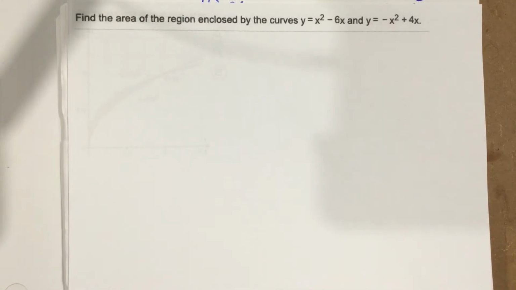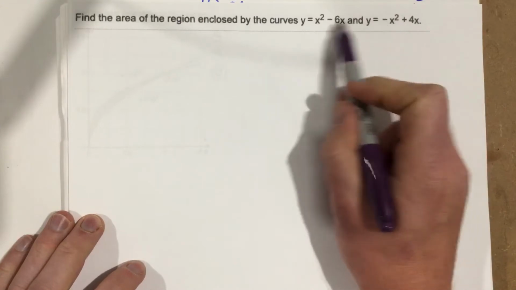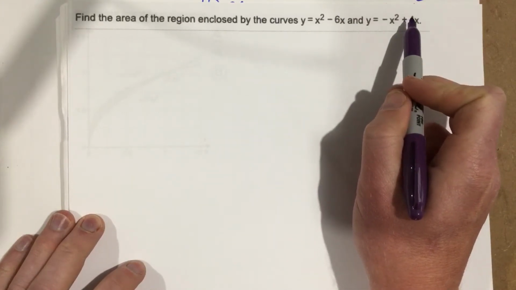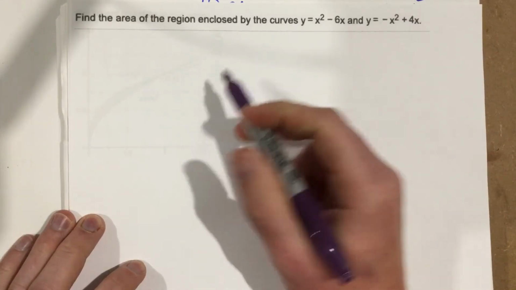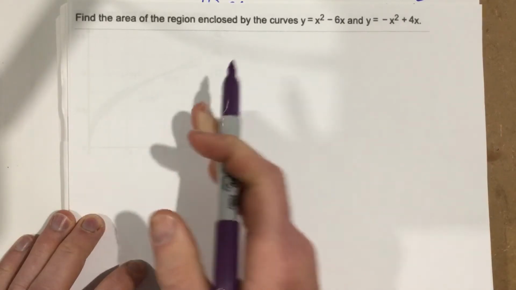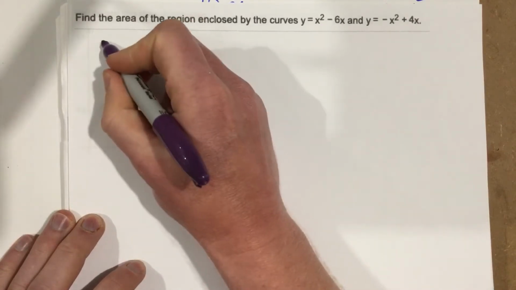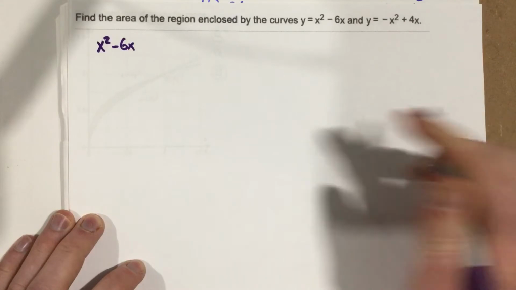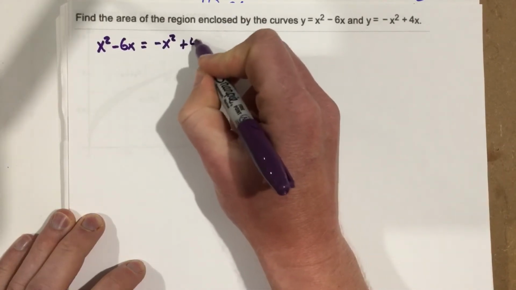So the first thing we need to do is figure out where they actually intersect each other. Where does this function intersect this function? That way we can see what our endpoints are for our integral. And then we need to figure out which of these functions is larger in between those roots. So let's start out by taking x squared minus 6x and setting it equal to negative x squared plus 4x.